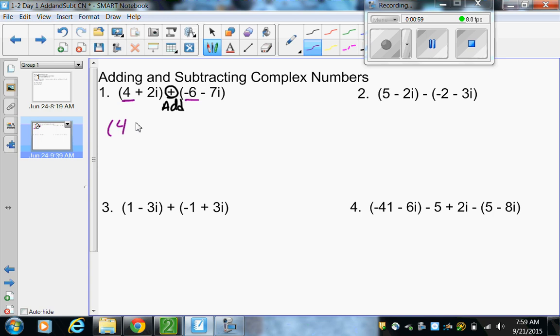So that's really 4 plus a -6 plus, and then write our imaginary numbers together. 2i plus a -7i. So 4 plus a -6 is really 4 minus 6, which is -2. And 2i plus a -7i is really 2i minus 7i, which would really make this a minus 5i.